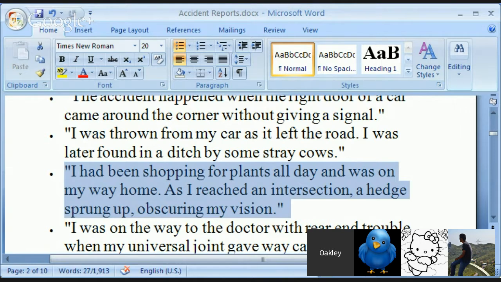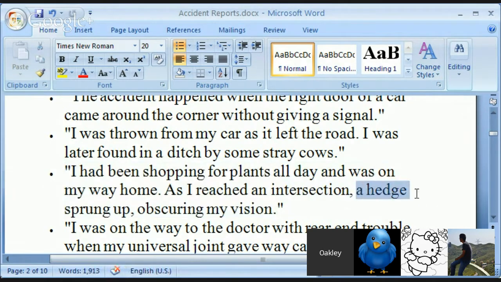Oh, okay. What is a hedge? A hedge is, in fact, a bush. Usually a hedge is a kind of bush that runs along someone's property. It demarcates or shows the edge of their property, the boundary. So it's plants that people generally use as boundaries on their property. But the fact is it's a plant. It's a bush.